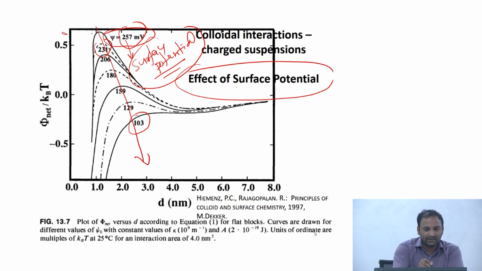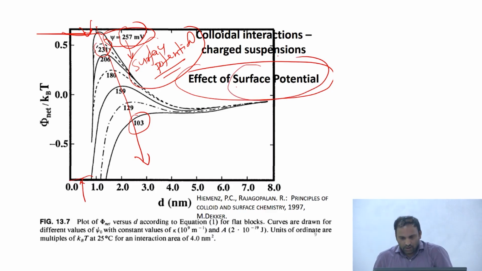Okay, and you can clearly see that if this is a barrier to begin with, I'm basically reducing the barrier by changing the surface potential, right? Again, this is another way of making sure that the aggregation occurs. That means if I want to go from a well dispersed state to an aggregated state, the second way of doing this would be playing with the surface potential or the surface charge.